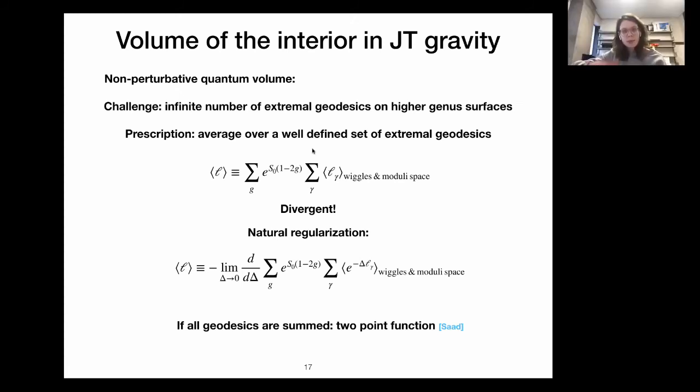Still, there's one minimal geodesic, even if you're on a higher genus surface, right? You said that there's an infinite number, but there's one minimal geodesic. Yes. Yeah, there could be degeneracies, even in the minimal one. It's not going to be generic that there are degeneracies, but if you have your boundary points chosen in particular ways, there could be. Okay. But you're basically summing over the non-intersecting extremal geodesics, roughly.